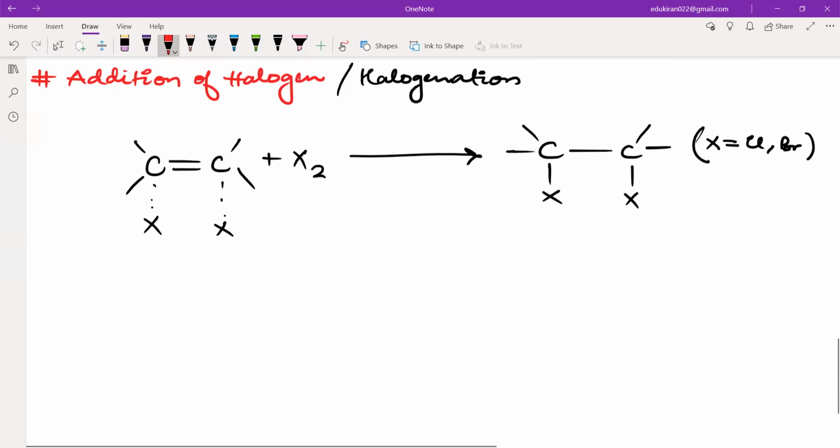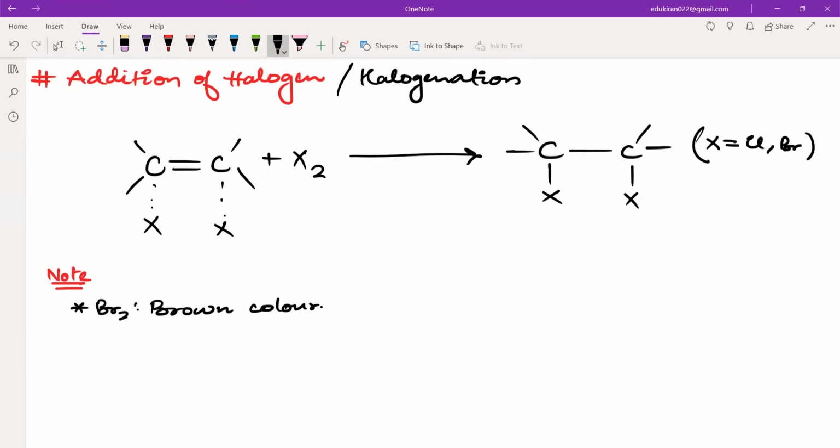Now, a more important point that may come as a question in your exam: Br2 has some color, a slightly brown to orange type of color. But when we make vicinal dihalides, these are colorless. So Br2 has brown color, and vicinal dibromide is colorless.